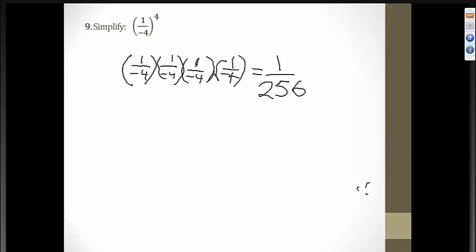Now what you have to be careful about when you're multiplying fractions that have 1 in the numerator is that you have to keep the 1 in the numerator. You can't get rid of it. And the 256 is in the denominator. So my fraction is a very, very small fraction, 1 over 256.